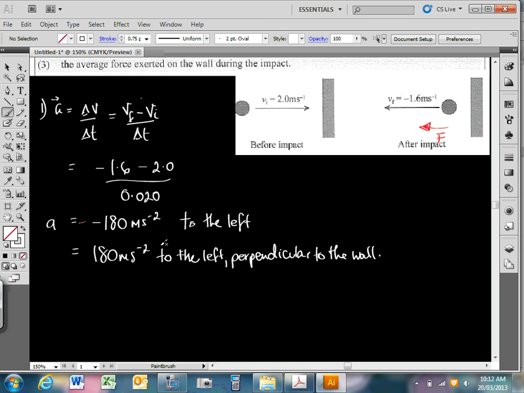Perpendicular to the wall. If the force is to the left, the acceleration is therefore to the left also.